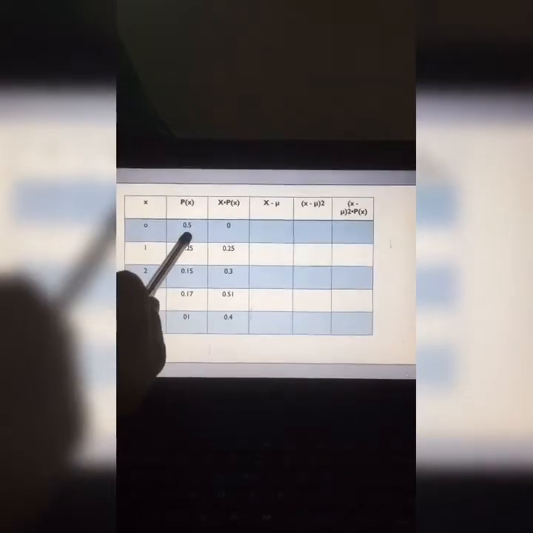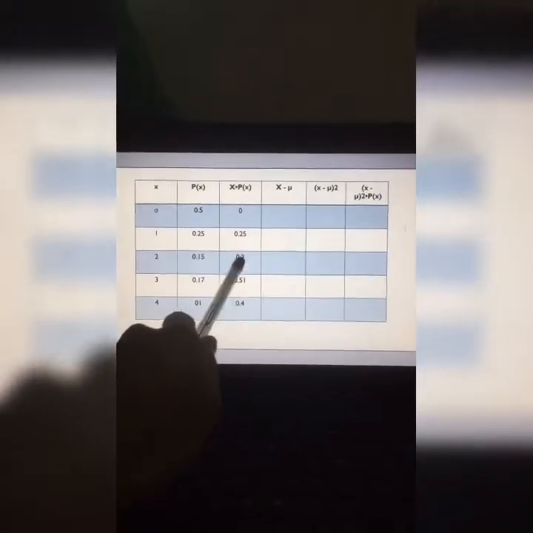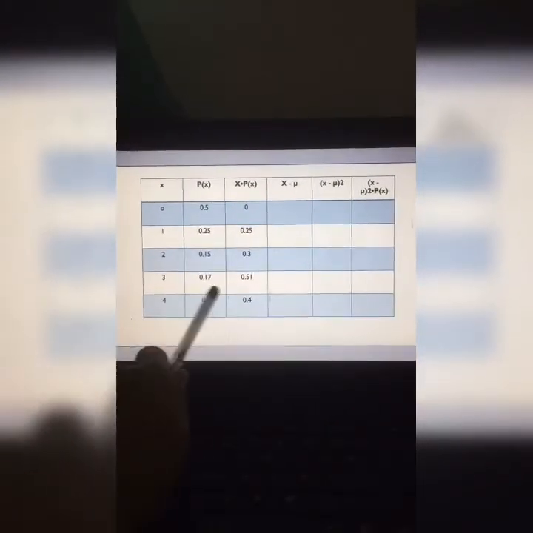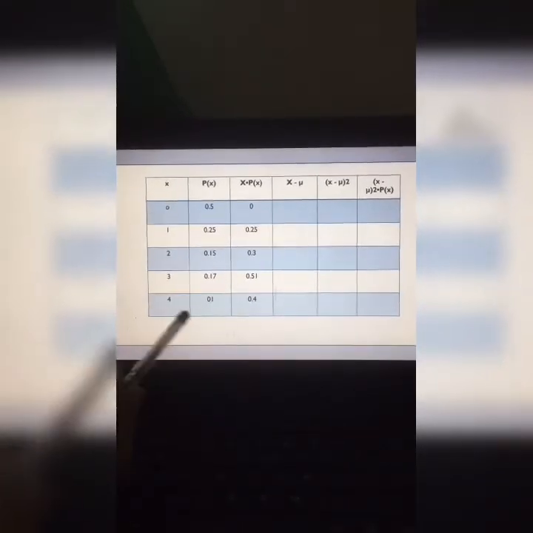And now, it's easy whether you use a calculator or not, because these are small values. First, 0 times 0.5 equals 0. 1 times 0.25 equals 0.25. 2 times 0.15 equals 0.3. 3 times 0.17 equals 0.51. And 4 times 0.1 equals 0.4. It's that easy guys. We just have to multiply these two columns, so we can have this column, x times p of x.